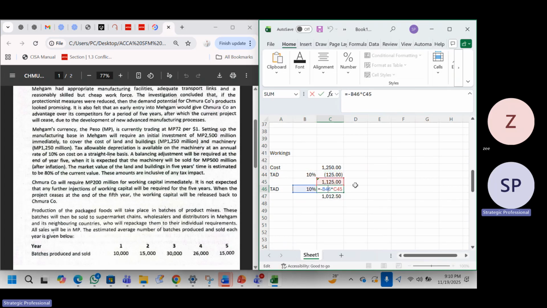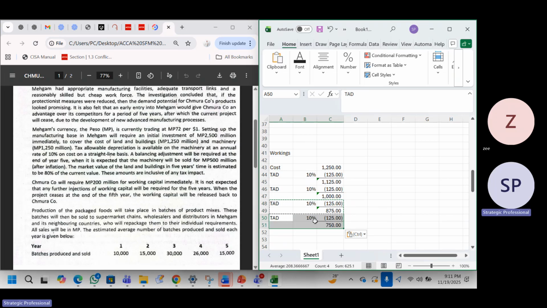But don't forget that this one is wrong, because you are applying a straight line. If you were using reducing balance, you can see that it would multiply the next reducing balance. But because it's straight line, you lock this cell, 10% on C43. We'll lock this cell because it's straight line, and we'll be copying like this. Is it clear? Yes. So we also do that for the second year, we'll do that for the third year, and we'll do that for the fourth year.